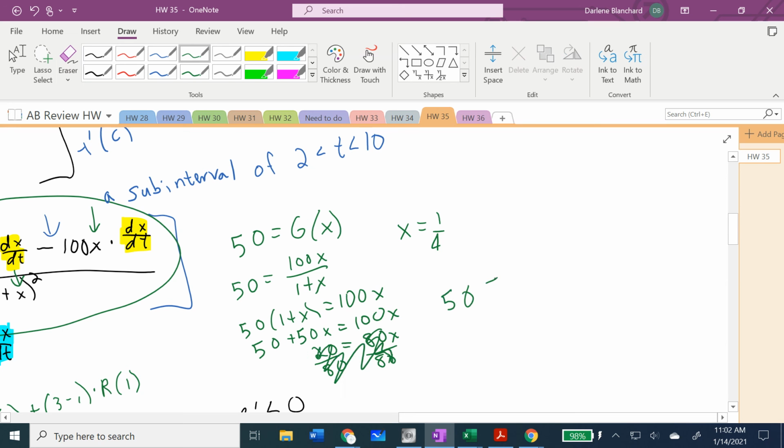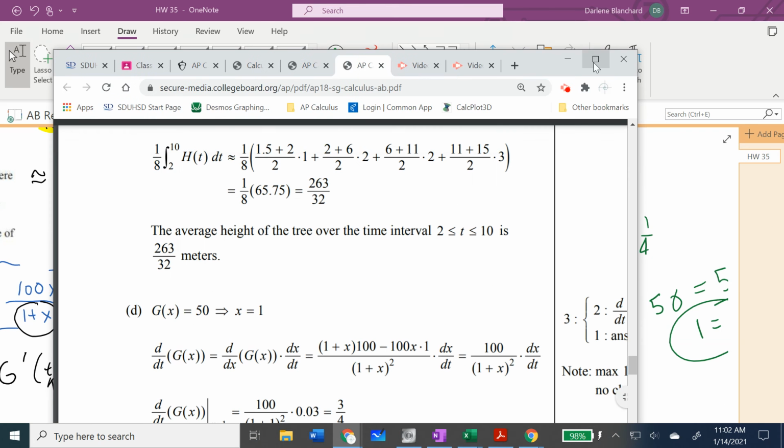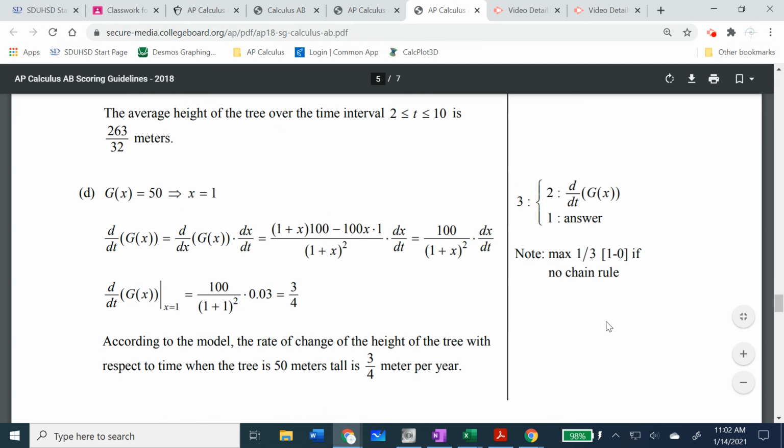That means I have 50 is equal to, subtract 50x, divide by 50, and I have x equals 1. And now I will plug 1's into x's, and the rate that was given. And here is the answer. Voila.